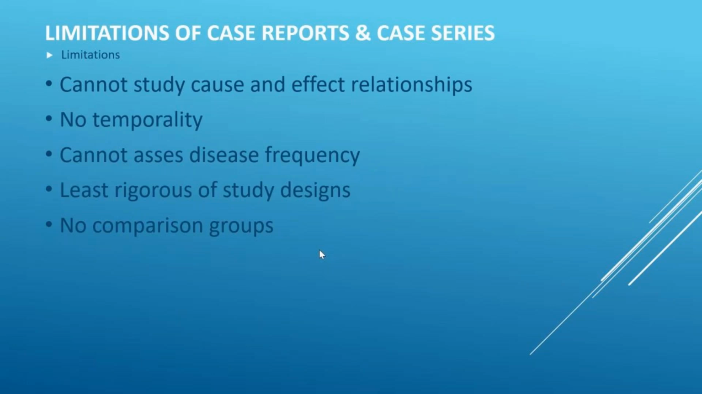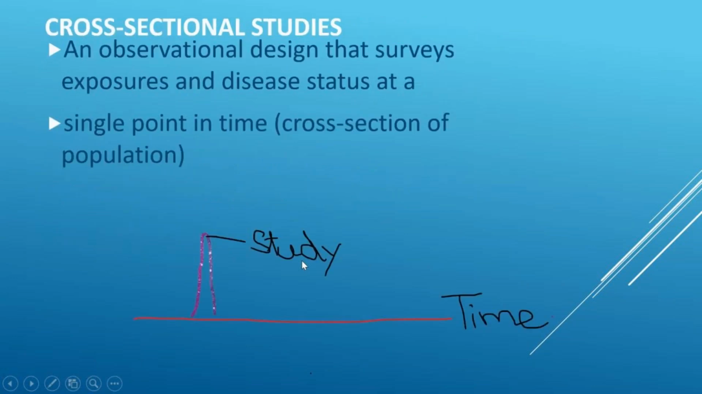So, there is no temporality. They cannot assess disease frequency, and this is the least rigorous of the study designs. And there would be no comparison group. This is just an observational descriptive study. So the next type of descriptive studies is cross-section study.